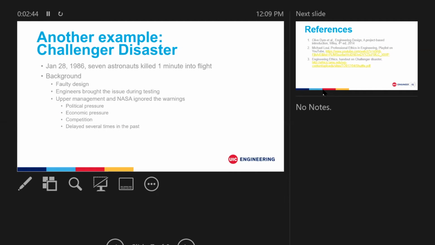Here's another example, and this is maybe more of a mechanical engineering example. On Jan 28, 1986, the astronauts on Challenger were killed 1 minute into flight. Now this is a serious disaster, right? What happened was basically that the engineers built the Challenger, and they were really not ready to launch it. There was faulty design. The engineers noticed it. They brought it to the management. The management said, it's okay, we'll just let the Challenger fly off.